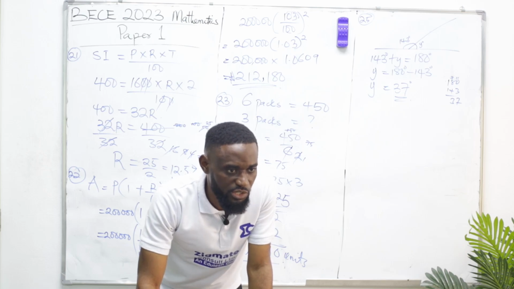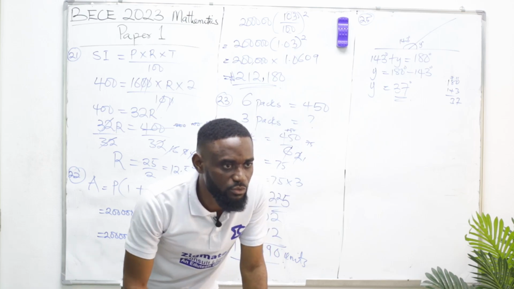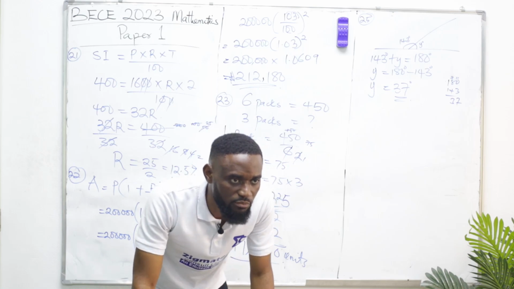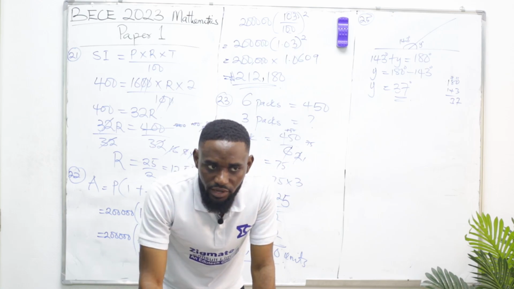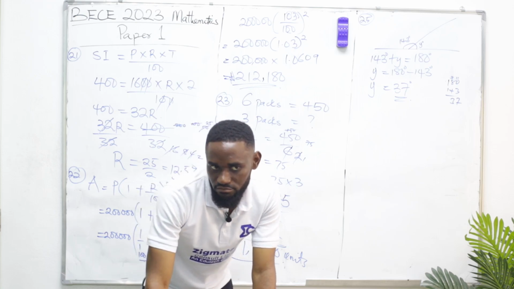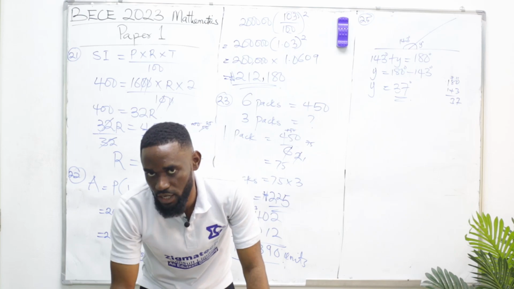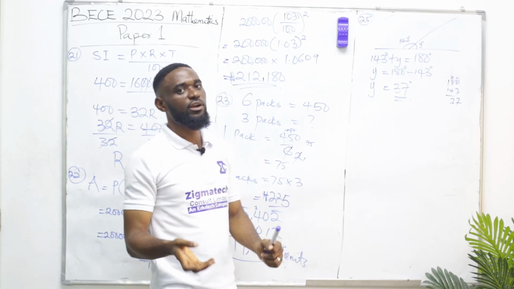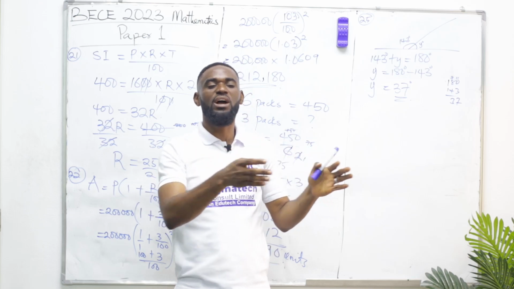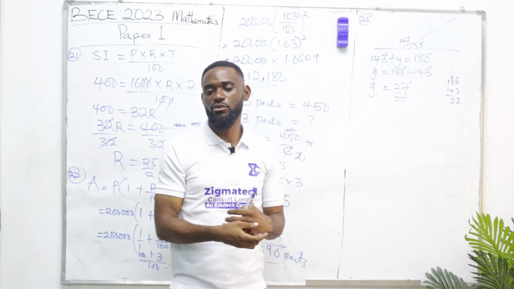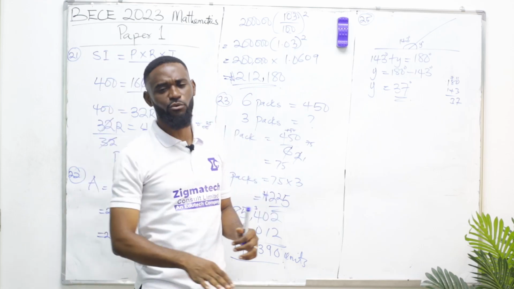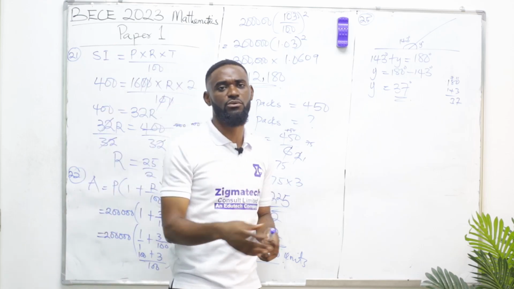So option B is the correct one, right? So let's go to 26. The area of a rhombus is 48 centimeters square. If one of its diagonals is 8 cm, find the length of the other diagonal. All right. We have a class also in this topic, okay? Perimeter and area of plane shapes. We did a whole lot about rhombus and all that, okay?